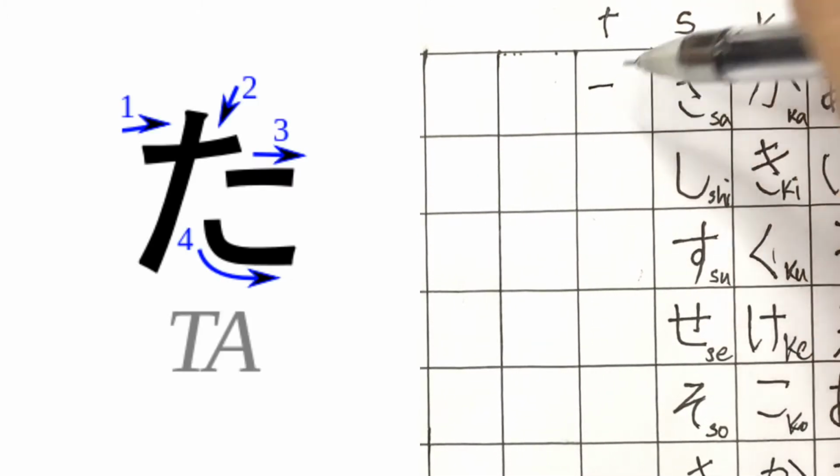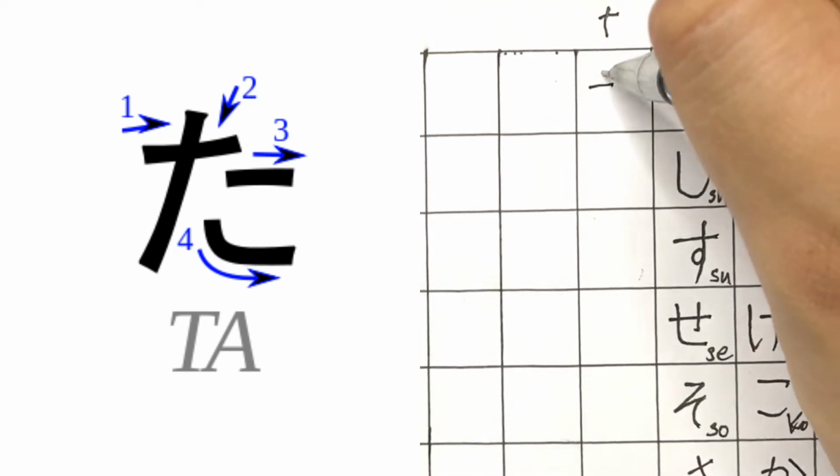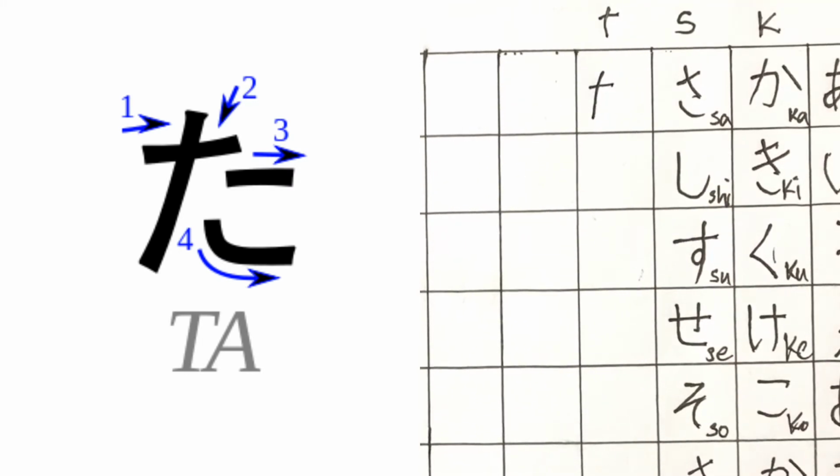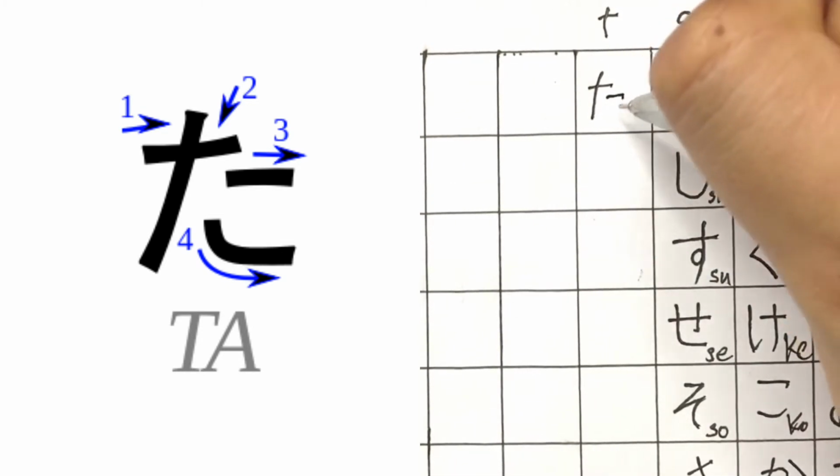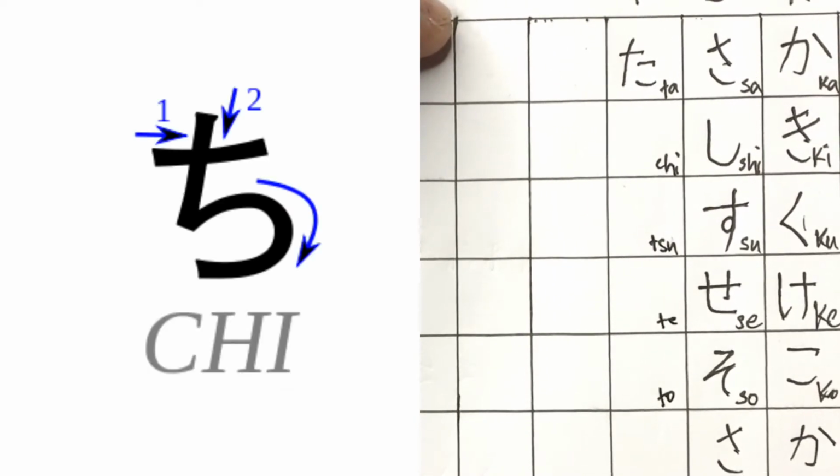The next consonant will be the T. We start with the character ta. It looks like a letter T. Then we put the small ko below. The next for T is chi.